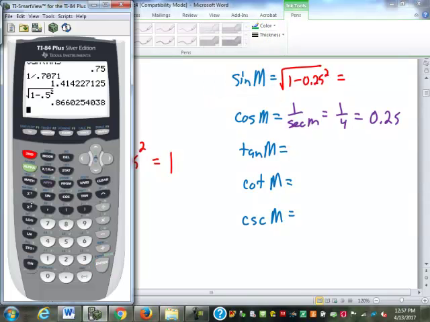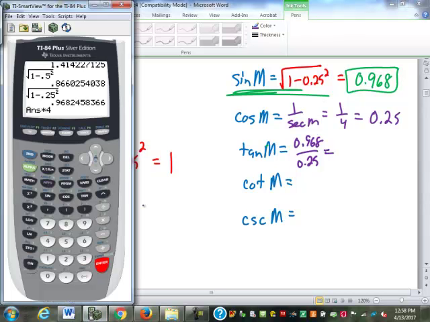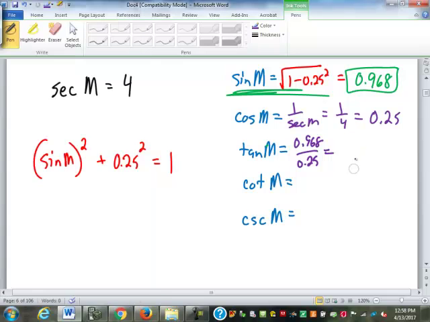So the square root of 1 minus 0.25 squared, 0.968, is the sine. Does that make sense? I'm going to stop. Are there any questions on how I got that sine? Okay. Tell me how to find the tangent. Sine over cosine. So 0.968 over 0.25 is going to be 3.873.